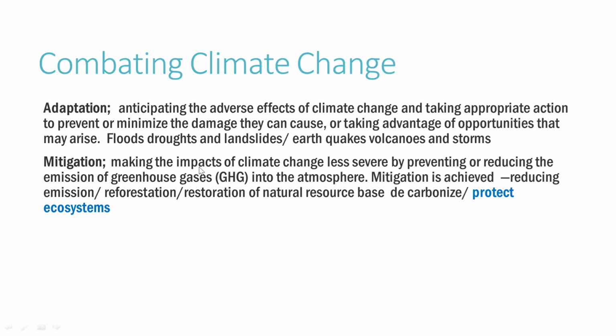Mitigation is making the impacts of climate change less severe by preventing or reducing the emission of greenhouse gas into the atmosphere. Mitigation could be achieved through reducing emission, reforestation, restoration of the natural resource base, decarbonization, and protecting ecosystems.